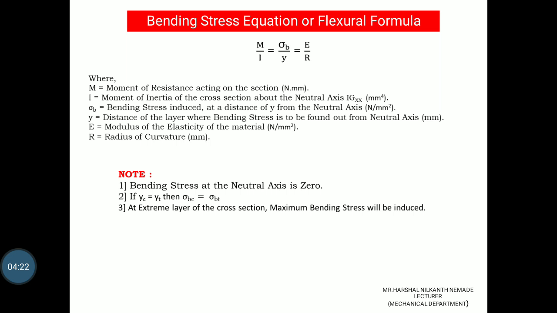Note: first, bending stress at the neutral axis is 0. Second, if YC is equal to YT, then sigma BC is equal to sigma BT. Third, at the extreme layer of the cross section, maximum bending stresses will be induced.